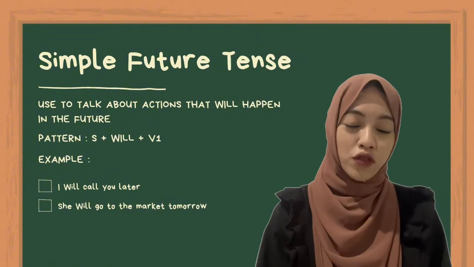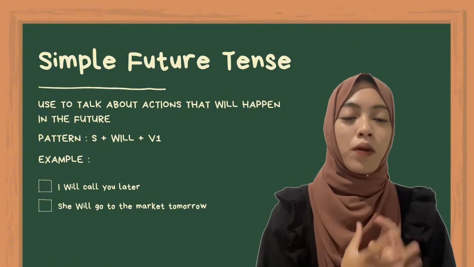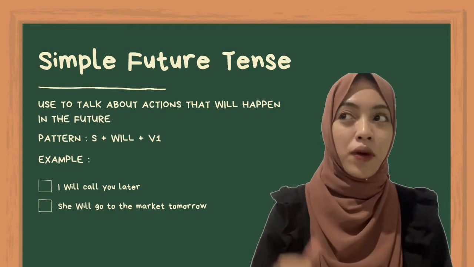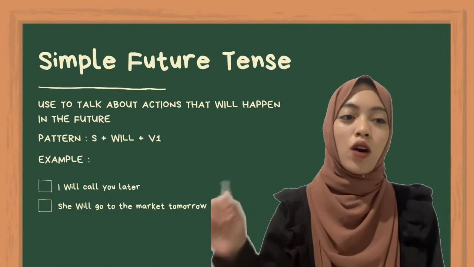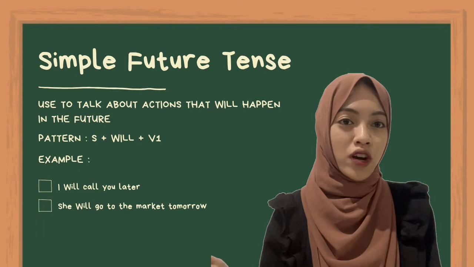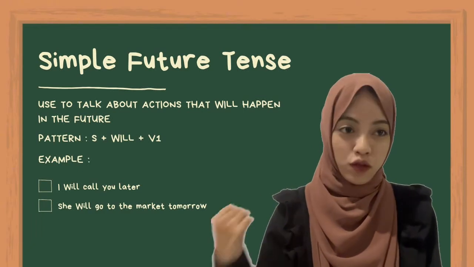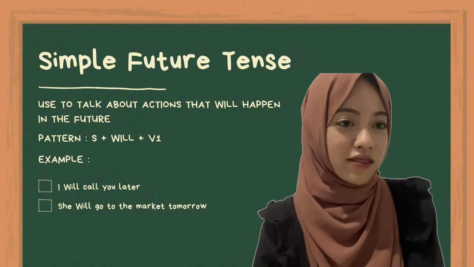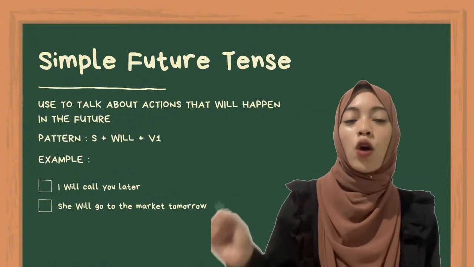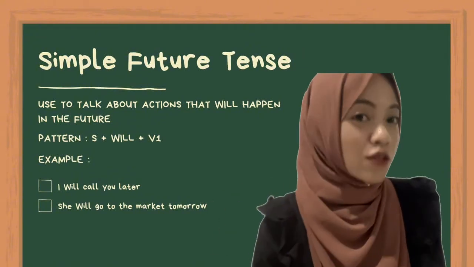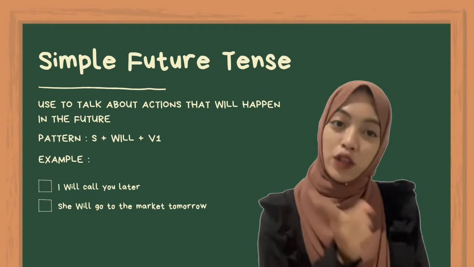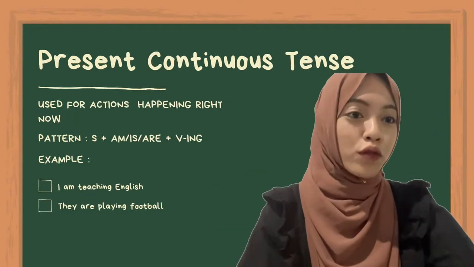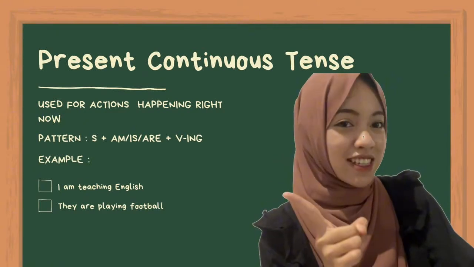Okay, the next is simple future tense. In simple future tense, we use it to talk about actions that will happen in the future. The pattern is subject plus will plus verb 1. Okay? For example, I will call you later. And she will go to the market tomorrow. You get it? Okay, let's move to continuous tenses.